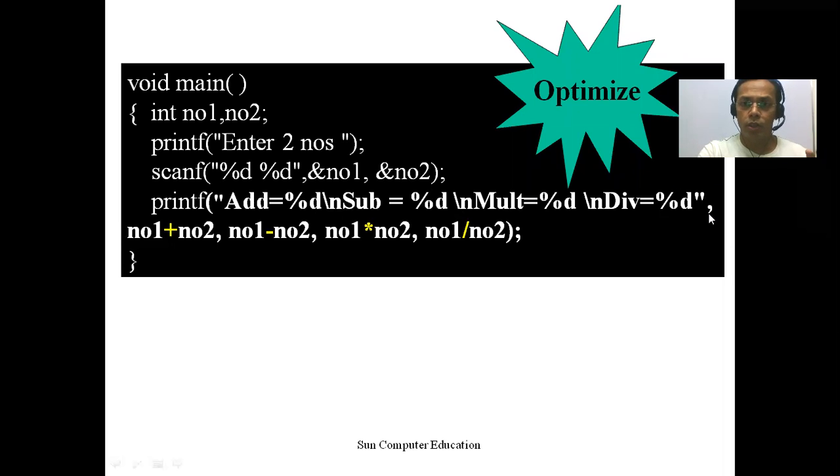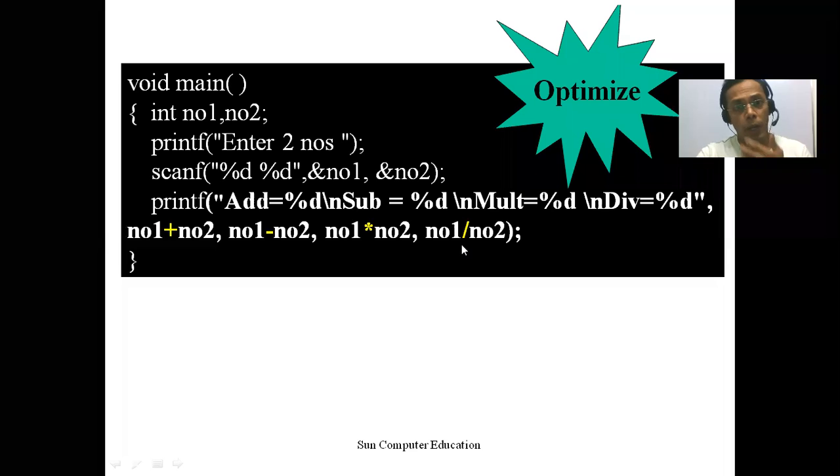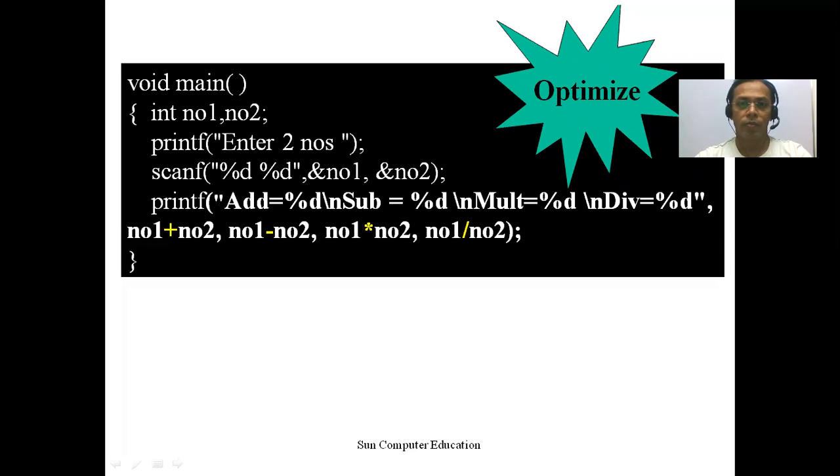Pay attention to the minute things, comma is the separator. So first %d is NO1 plus NO2. Next %d is NO1 minus NO2. Next %d is NO1 into NO2. And next %d, the last one, is NO1 slash NO2. This is what I taught you yesterday, isn't it? And even you can go for better output. How to show it in a better way, the way I told you yesterday.